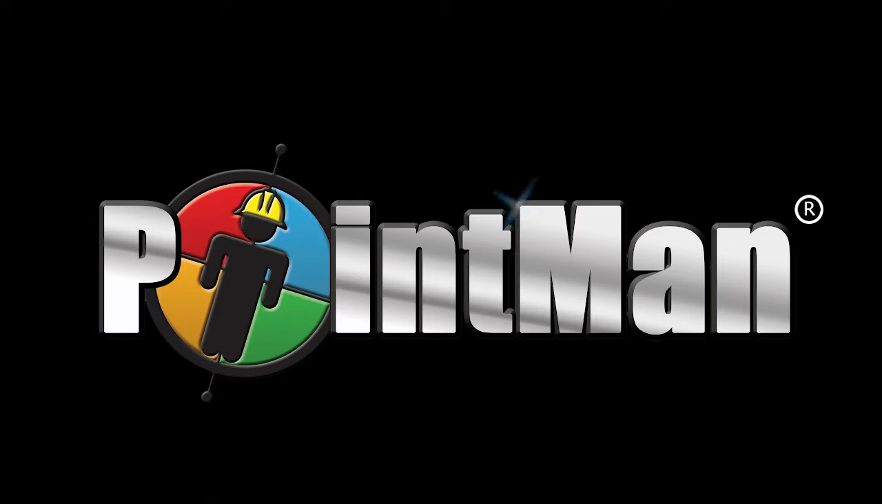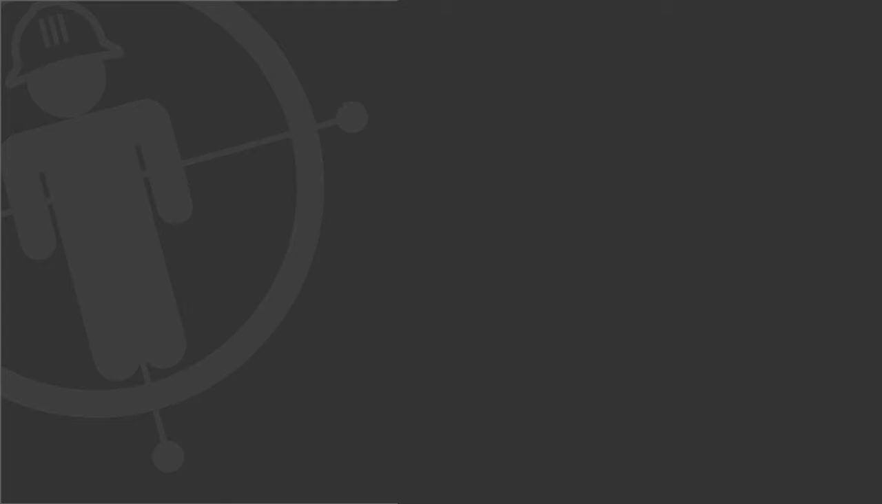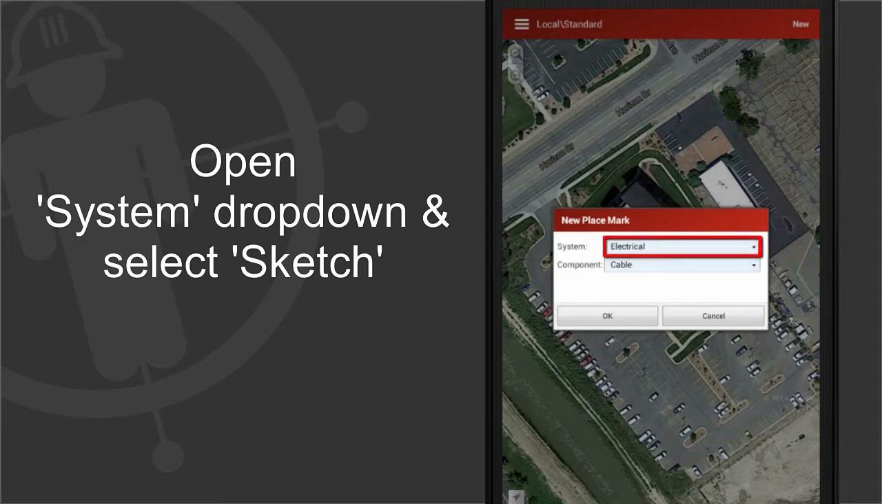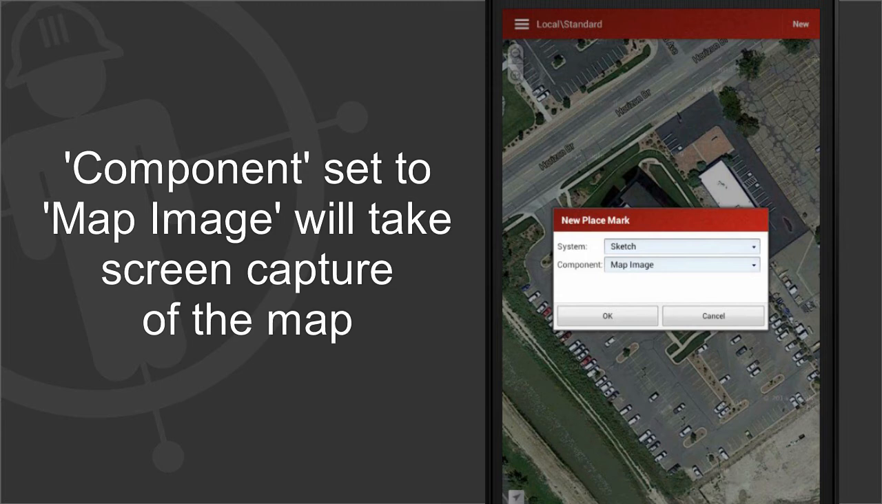This video demonstrates how to create a sketch with markup tools in the PointMan application. First, select the New button on the top right corner, and under System drop-down, select Sketch. Component set to map image will take a screen capture of the map. Select OK.